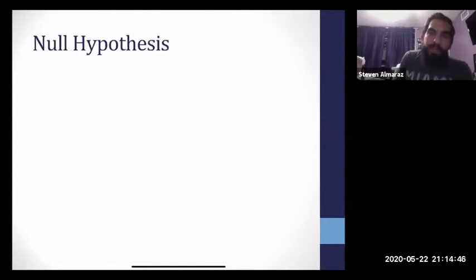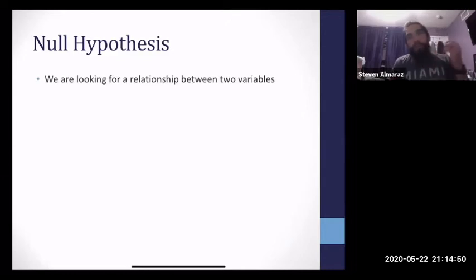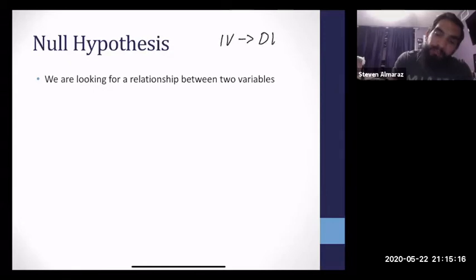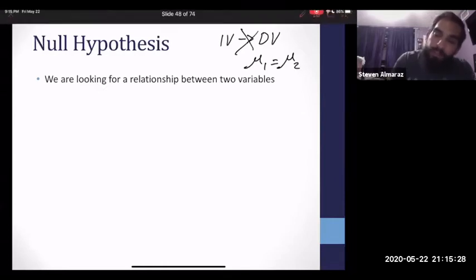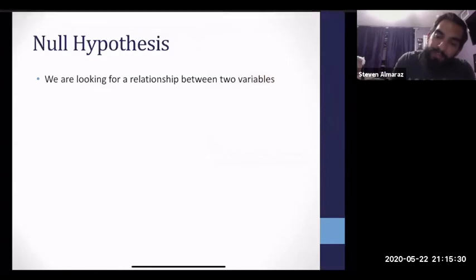So what are we going to do for our null hypothesis then? Well, we're looking for a relationship between two variables. And remember, broadly speaking, our null hypothesis is commonly that basically there's no effect. The mean of group 1 is equal to the mean of group 2. There's no difference between them. So those are our old hypotheses.